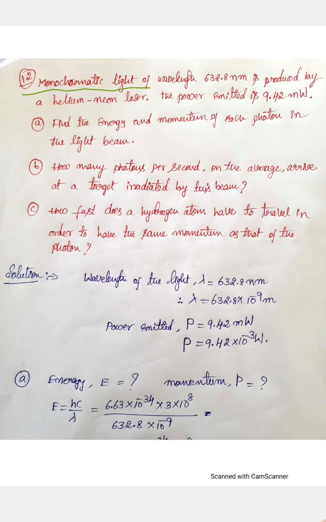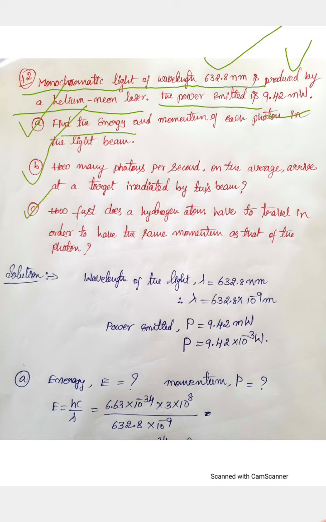They have given that monochromatic light of wavelength 632.8 nanometer is produced by a helium neon laser. The power emitted is 9.42 milliwatt. What do we have to calculate? They have given three questions, that is A, B, C. Find the energy and momentum of each photon in the light beam.